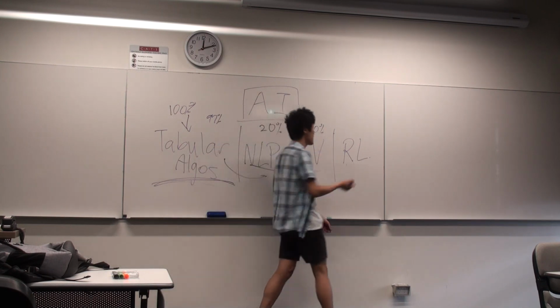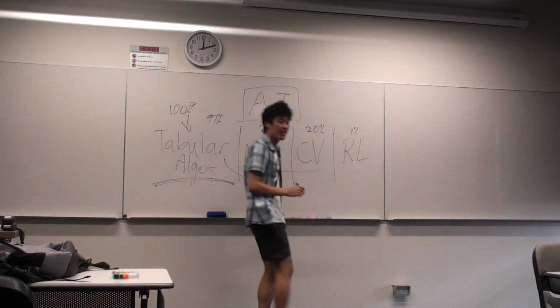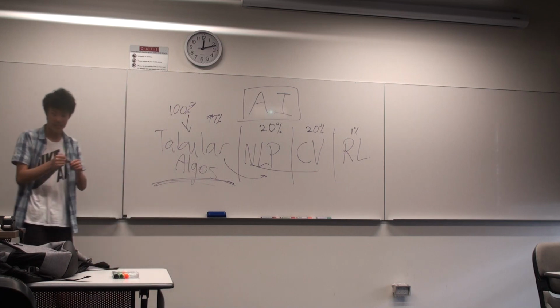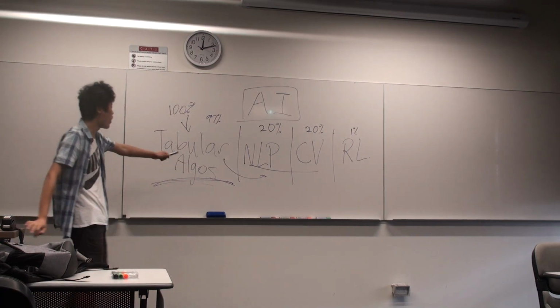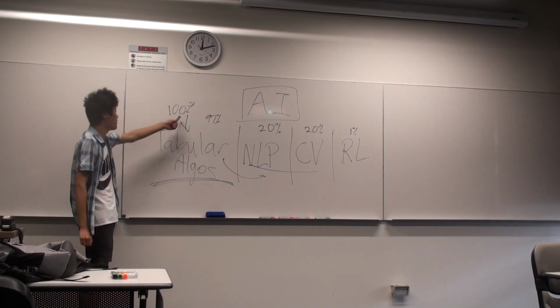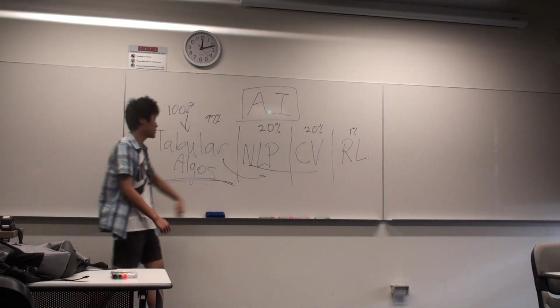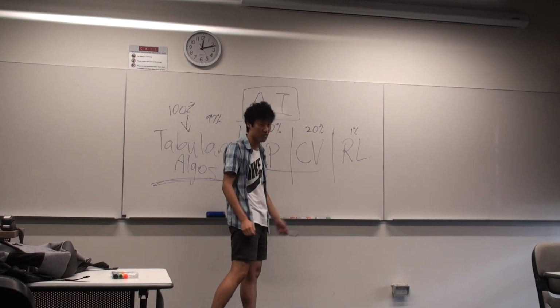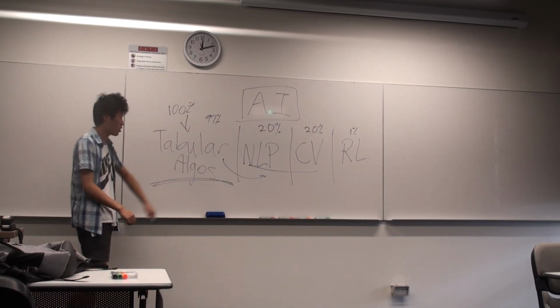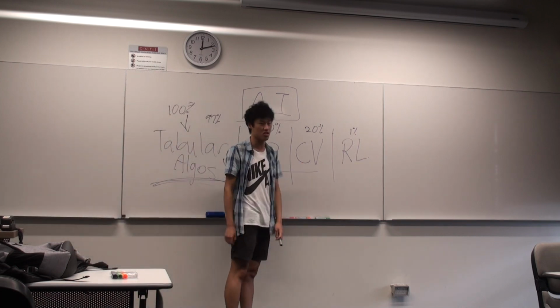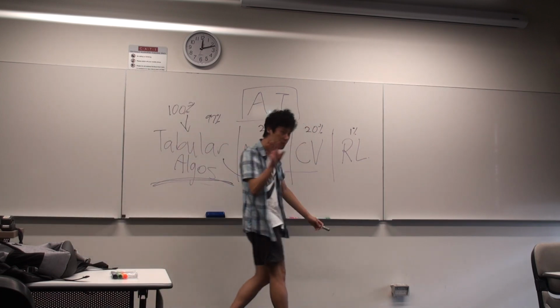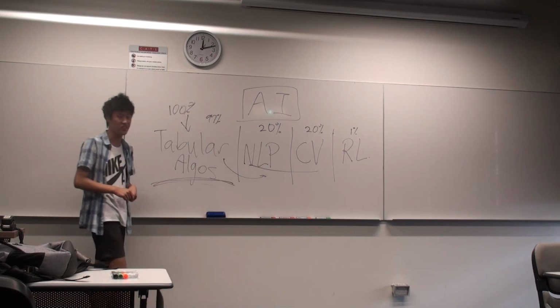And reinforcement learning is, I think, like 1%. Yeah, there is overlap, that's right. I forgot about that. But anyways, as you can see, everyone should know tabular algorithms. The issue is that natural language processing and computer vision are very low. So I'm going to focus on natural language processing first, and then I'm going to go on to computer vision. Reinforcement learning will probably be next semester, depends.